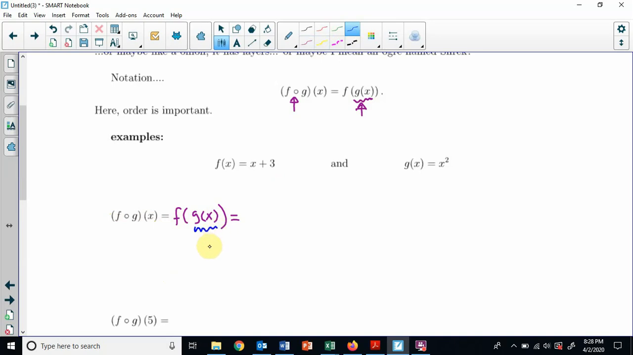So here's how we're going to do this. What's the outside function? It's f. What are we plugging into it? Something. Ignore what it is for right now.